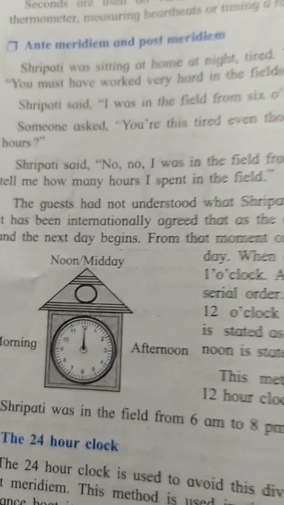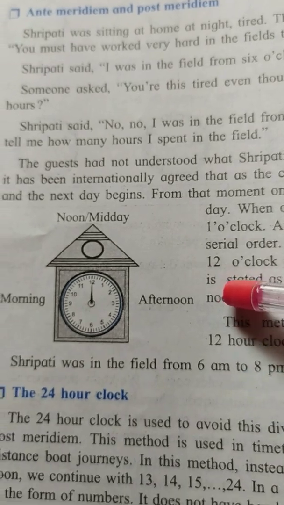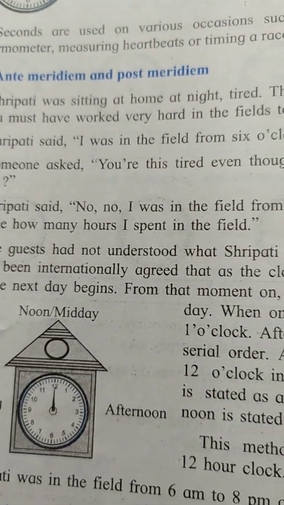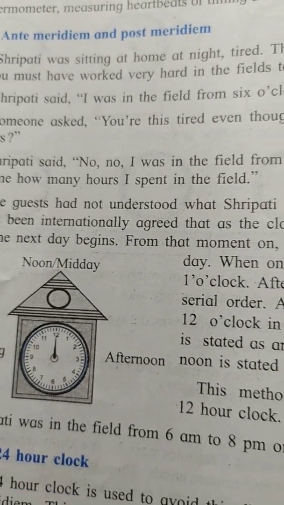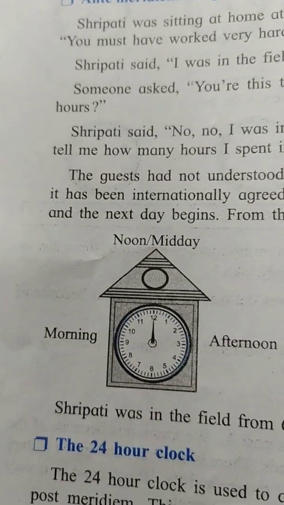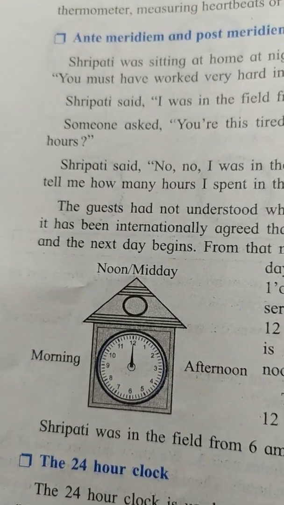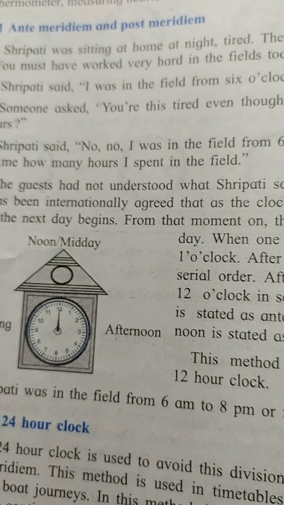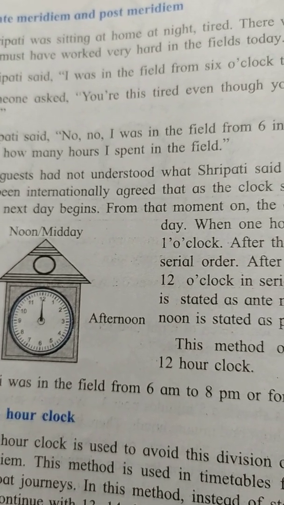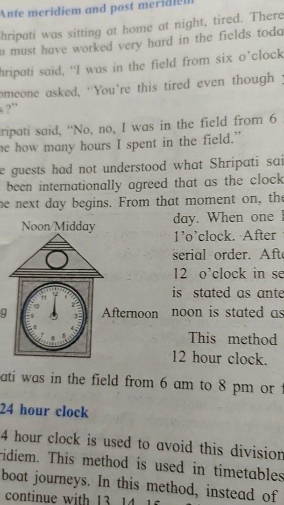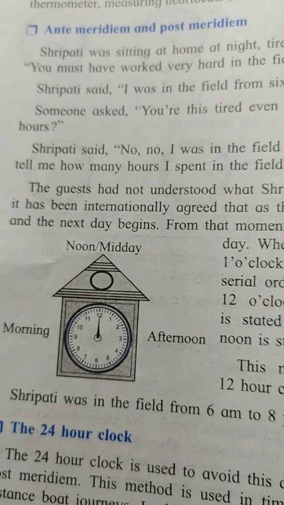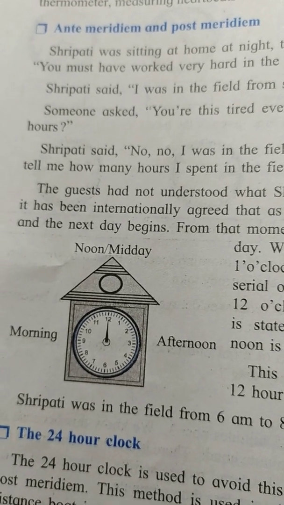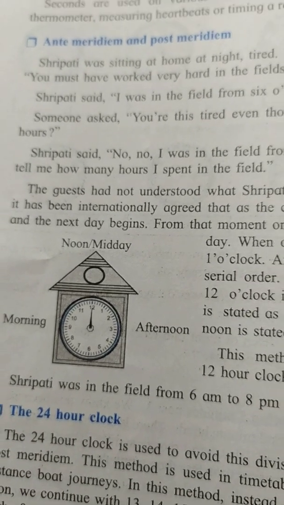What it means is the morning time, which I start from morning up to afternoon 12, is AM or anti-meridian. The morning time that you start from 12 o'clock up to afternoon 12 o'clock is anti-meridian. And from afternoon 12 till late night 12, it's called post-meridian.